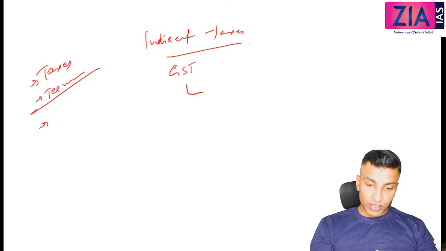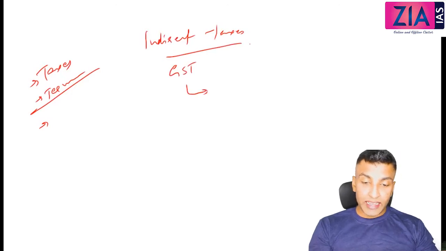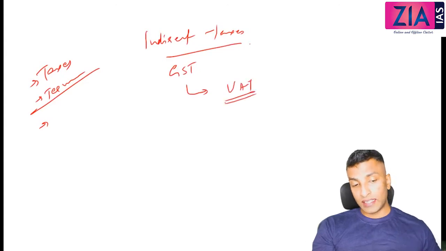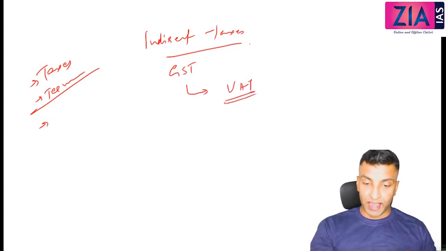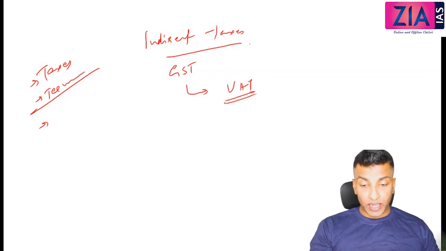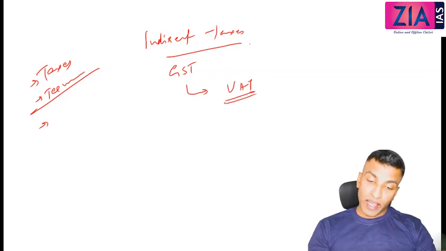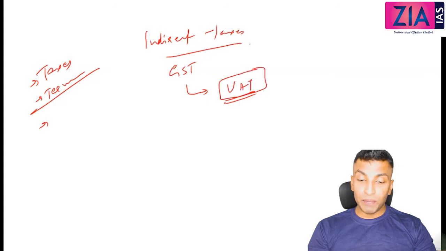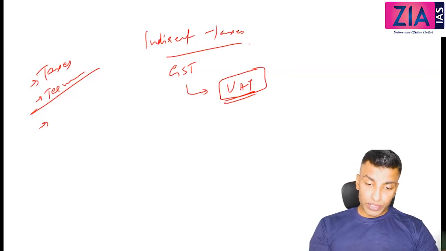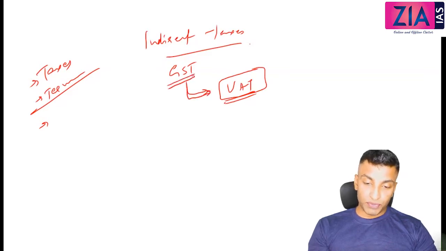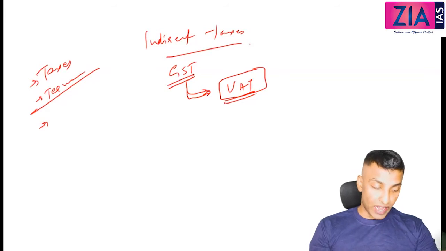GST is actually based on the ideal concept, the ideal tax. What is that? It is VAT. Okay, so GST is actually based on the concept of VAT, value added tax. So what I'll do is I'll explain what is value added tax. I'll show you an example of how this value addition comes in each stage and how taxes are imposed on each stage of production. Okay, so GST is based on the value added tax concept. So we will try to understand what this value addition is.